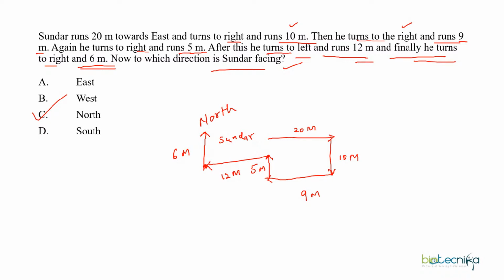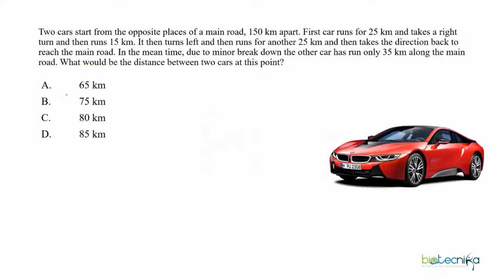So let's see next question. Chalo, यहाँ पे question है related to car. So here it says two cars start from the opposite place of a main road. एक main road है, वहां पे two cars start from opposite places. ठीक है. And they are 150 kilometer apart.